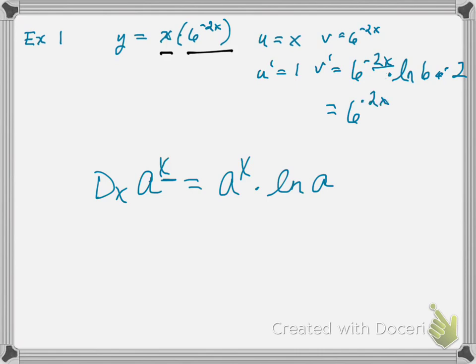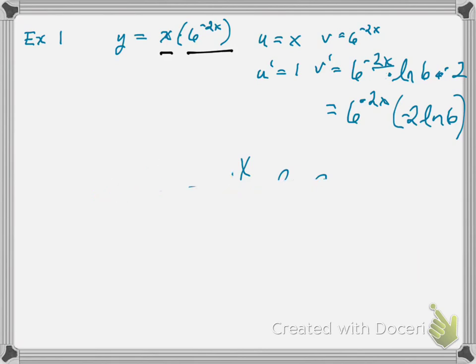6 to the negative 2x power times negative 2 ln of 6. Might look a little bit better that way. All right, so there is all the things I need to do the product rule. So once again, this was my u, this was my v. My u prime is easy, my v prime is a little more difficult. It's just this itself times ln of 6 times the derivative of this, since it was more complicated than just an x.